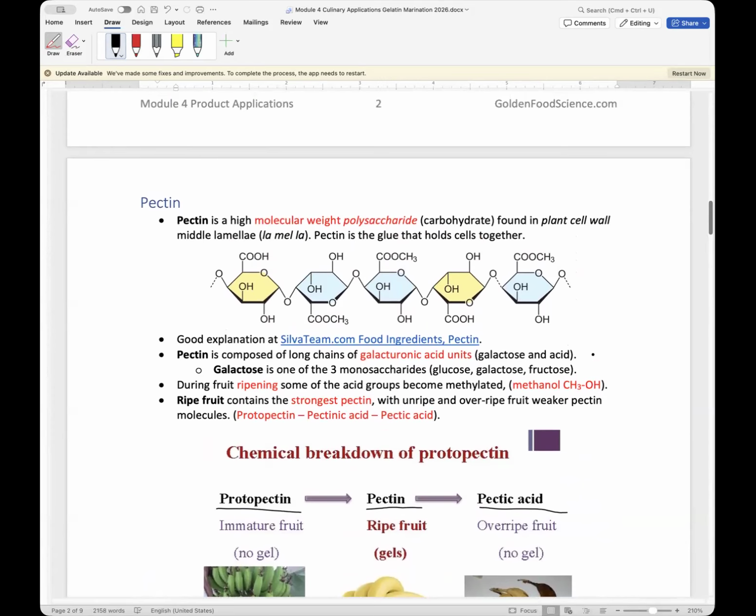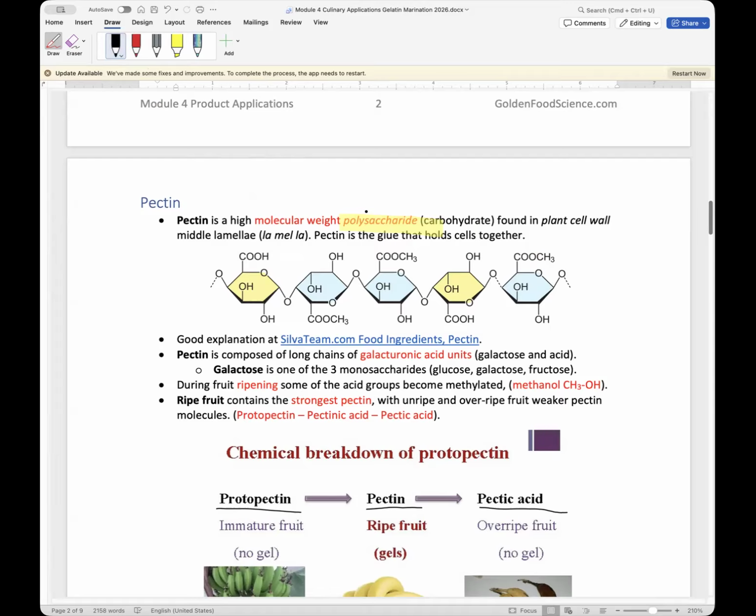So what is pectin? Well, pectin is a high molecular weight polysaccharide. We've studied other polysaccharides. Can anybody think of one or two? Okay, amylose and amylopectin are polysaccharides, right? You knew that. Of course you do, right?